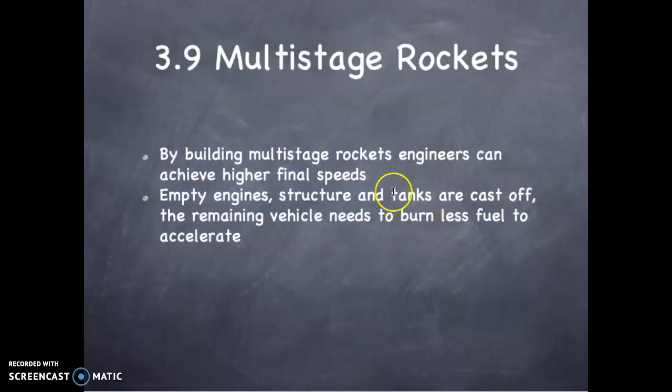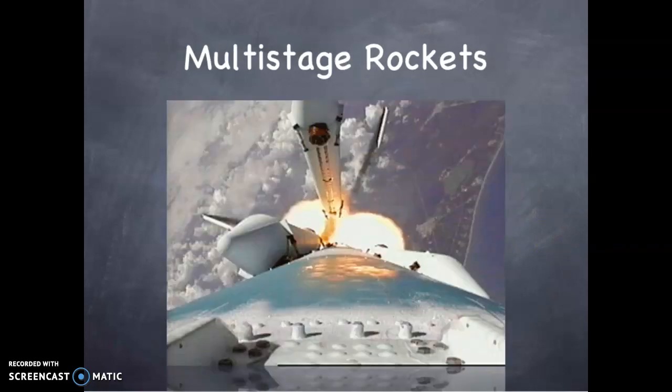And by building multi-stage rockets, engineers can achieve higher final speed. The emptied engines, structure, and tanks are cast off. The remaining vehicle needed to burn less fuel to accelerate to a higher speed. This is an illustration of that situation.